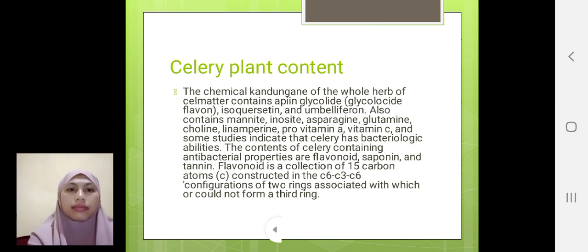Celery plants contain chemical compounds such as apiin, glycosides, isoquinone, and umbelliferone. It also contains mannite, inosite, asparagine, glutamine, choline, linamarin, provitamin A, vitamin C, and some studies indicate that celery has antibacterial abilities. The contents of celery containing antibacterial properties are flavonoid, saponin, and tannin. Flavonoid is a collection of 15 carbon atoms constructed in the C6, C3, C6 configuration.